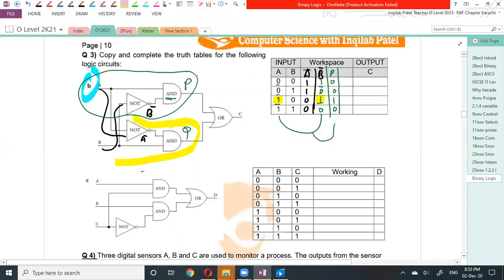Q is A naught and B. So you will consider A naught and B for Q. Okay. Here both are 1. So the output will be 1, otherwise the output will be 0. Then C. C is an OR gate.